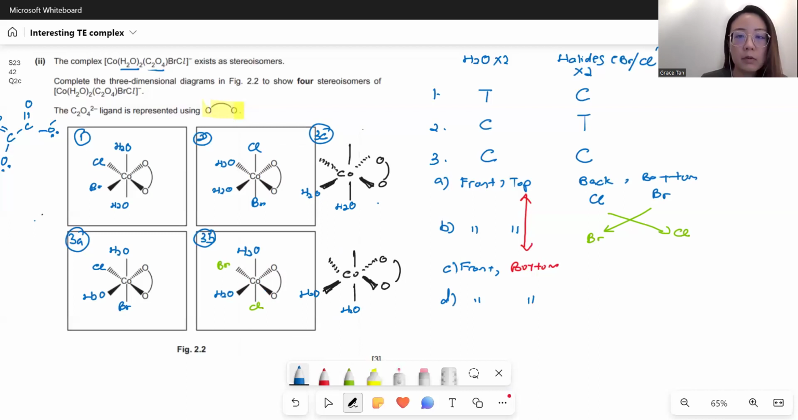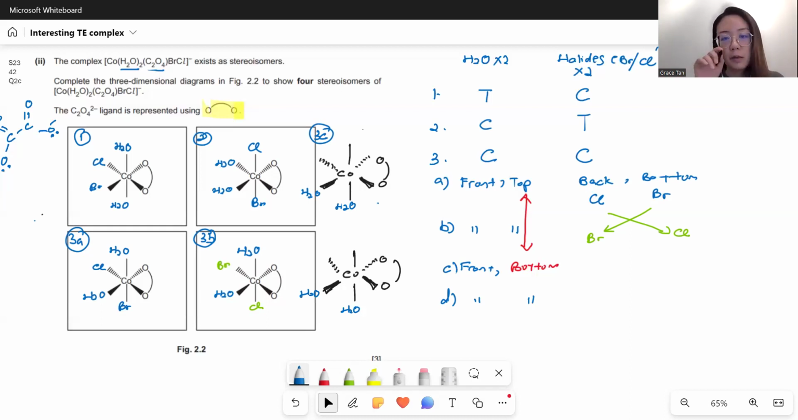Okay, front and bottom. So front and top, which is a 3A, 3B version, front and bottom is different after you put the halide. Before you put the halide, then it looks the same. Okay, if we don't consider the halide, if we just look at over here, look at the cursor here, if we just look at only the bidentate with the front top and the front bottom, right, it will look the same. But after putting the two chlorine and bromine in, then it will look entirely different.